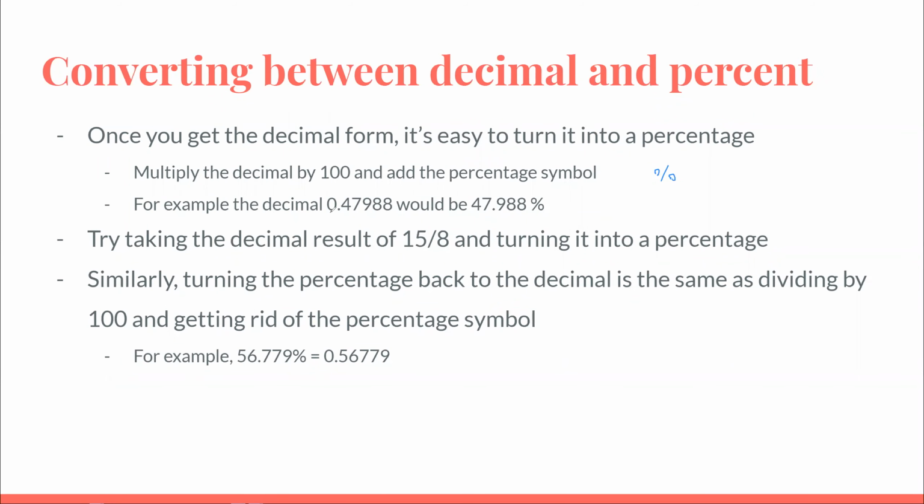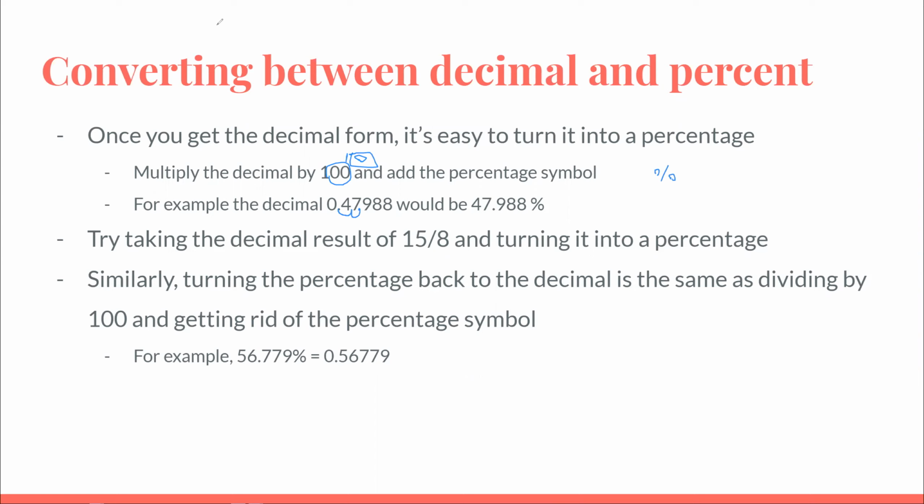For example, the decimal 0.47988 would be 47.988%. See what we did there. We multiplied it by 100, so the decimal point moved over by 2. So whenever you're multiplying by 10 or a power of 10, it would move by how many zeros it has. So if you're multiplying this by 10, it would move by only 1 because there's only 1 zero in 10. So it would be 4.79.